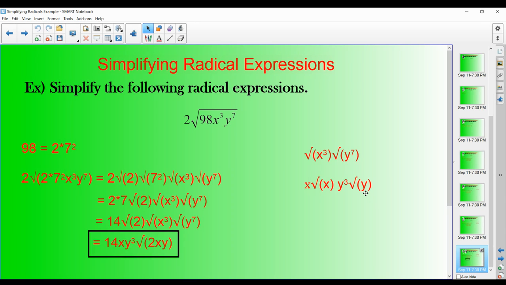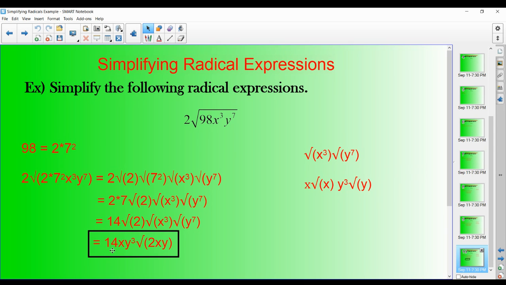Now I can put all that together, and I have my 14. I pulled out my 1x, my 3 pairs of y's, so y cubed, and I'm left with the square root of 2x and y. It cannot be simplified any further because my exponents here are 1, and my index is 2, and square root of 2 is prime, so I can't pull out any pairs from there.